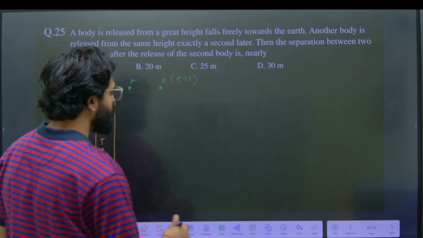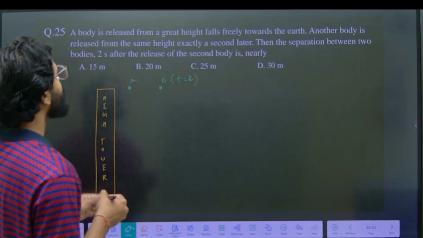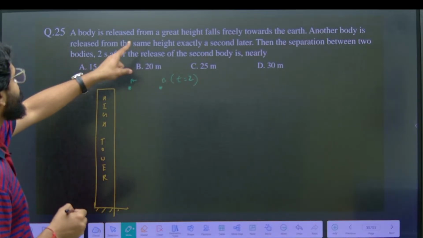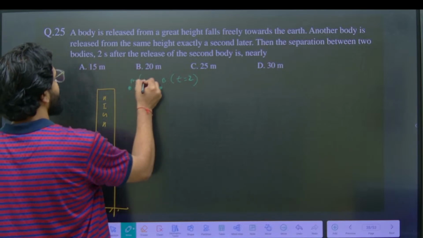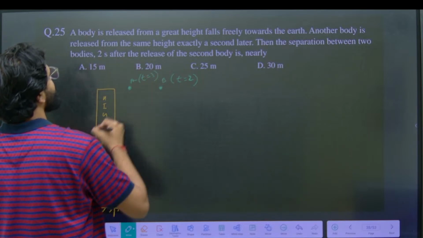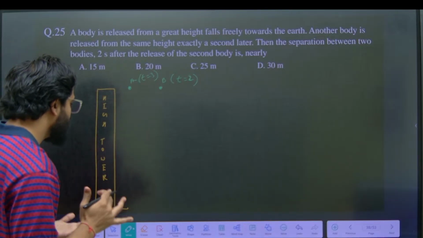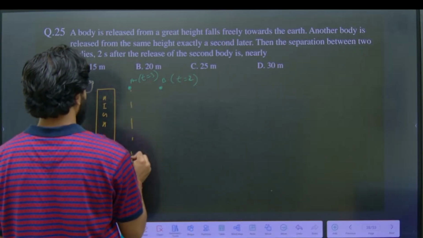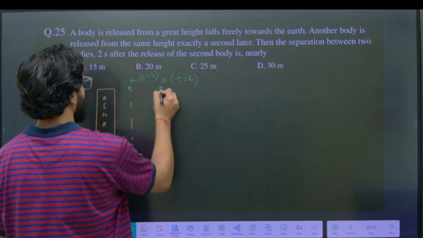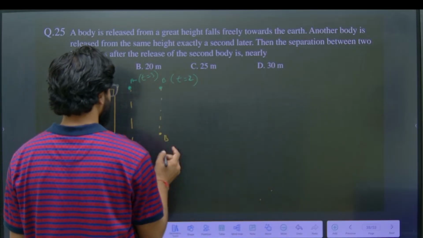If the second body is moving for 2 seconds, and you are releasing the first body 1 second earlier, then for ball A the time will be t equals 3 seconds. So basically they're asking, if A is over here and B is over here, what is this distance?